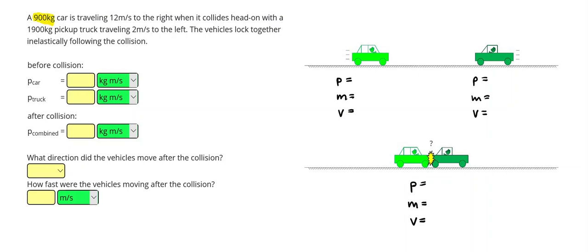A 900 kilogram car is traveling 12 meters per second to the right when it collides head on with a 1900 kilogram pickup truck traveling 2 meters per second to the left. The vehicles lock together inelastically following the collision.